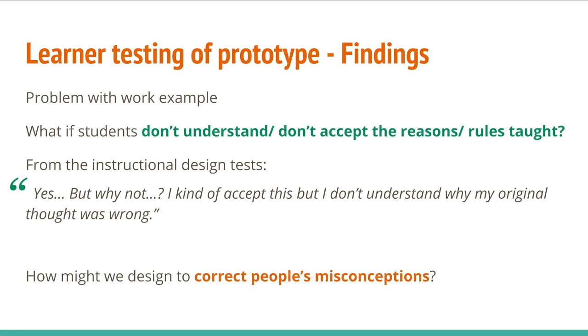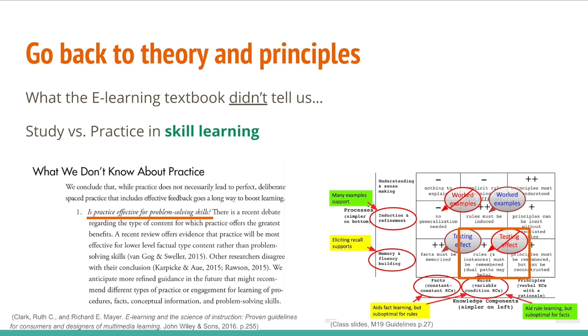The major problem we find with the work example is, what if students don't understand or don't accept the reasons or rules being taught? So we have this quote, "Yes, but why not? I don't understand why my original thought was wrong." So again, how might we design to correct people's misconceptions?